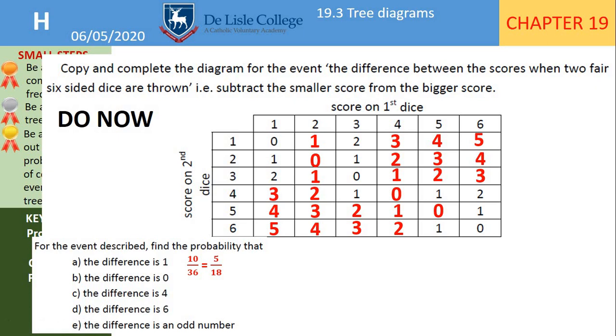The difference of being 0, hopefully you got 6/36, which cancels to 1/6. A difference of 4, hopefully you got 4/36, which cancels down to 1/9. A difference of 6, so hopefully you noticed there were no differences of 6, so this was impossible, so this gave a probability of 0. And the probability that the difference is an odd number is half of the outcomes, 18/36, which is 1/2.